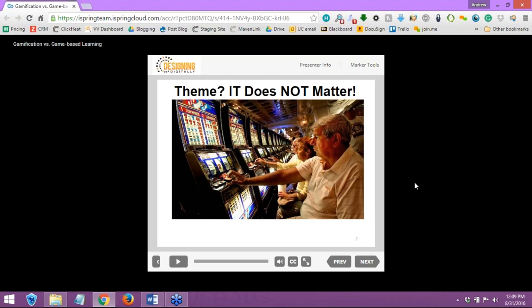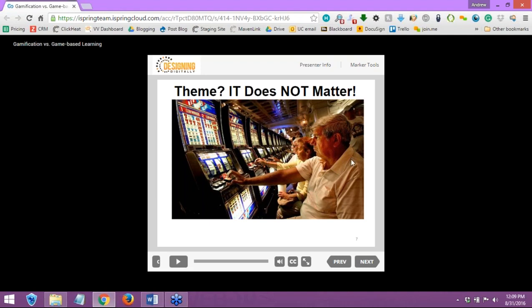And the reason why is this. If you've ever been to a casino, there are slot machines everywhere. The slot machines, as far as the neurological responses in your brain, are exactly the same no matter what slot machine you sit down at. So if there is a really shiny, fancy slot machine for Alice in Wonderland, and you sit down and play that, it's the same neurological responses in your brain as it was for the old-time slot machines you see here on the screen.